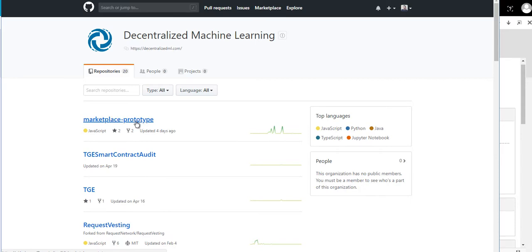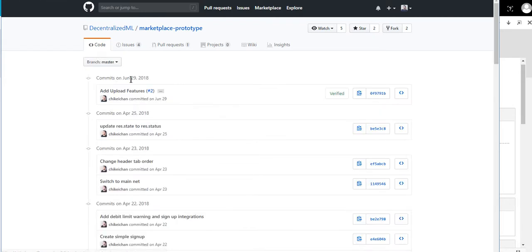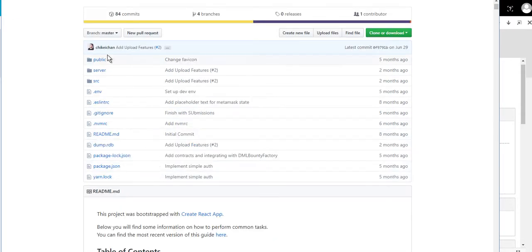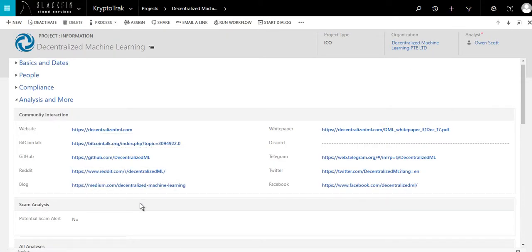Here's the marketplace prototype up on GitHub. That wasn't there, as you can see, less than 4 days ago. So look, right here, this is proof that we've got people doing work here. We've got 84 commits. We've got 4 branches. This is what I would call a relatively active GitHub. There are people. It says Chicky Chan, which is probably Jackie Chan. You saw that person that we saw. This is what we're doing, and it's somewhat visible. So I know people have complained a little bit about the lack of activity, but the fact that the marketplace prototype was there 4 days ago is pretty good.